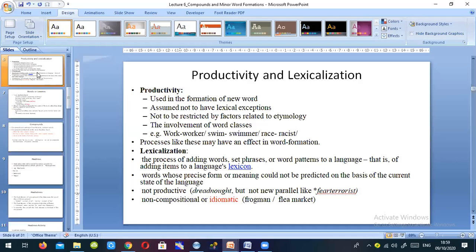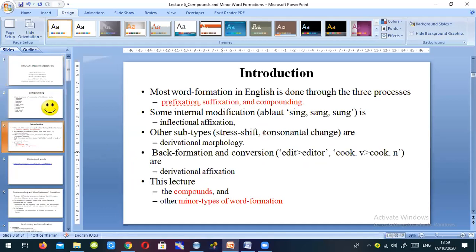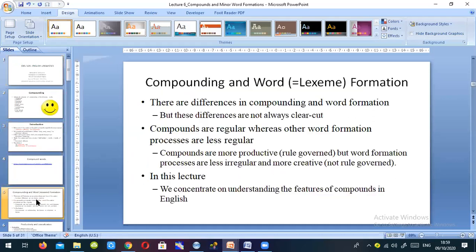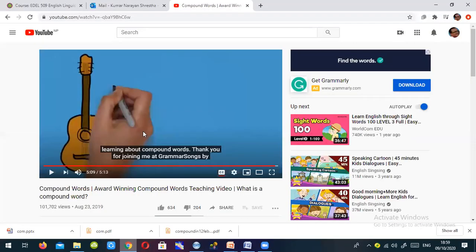Did you get the basic concept of compound word? Can you define what it is? Yes, sir. Can you define? Yes, sir. Yeah, please.